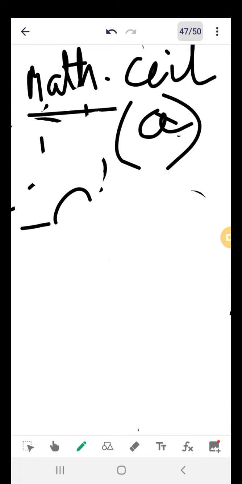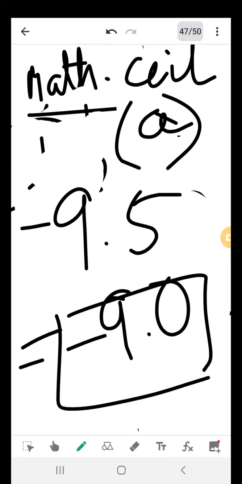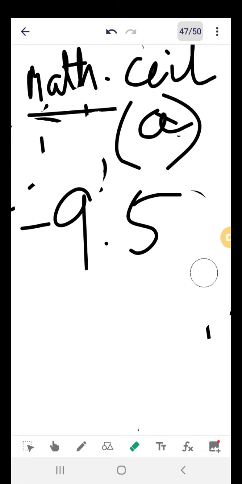Now this time, if it is minus 9.5, what will it return? This time it will return minus 9.0, because this is greater than minus 9.5. So remember these two differences. It is a little confusing, but if you practice and understand the logic behind it, it's very easy.